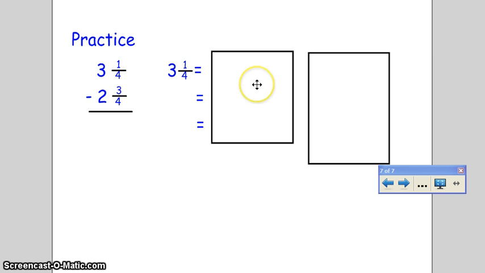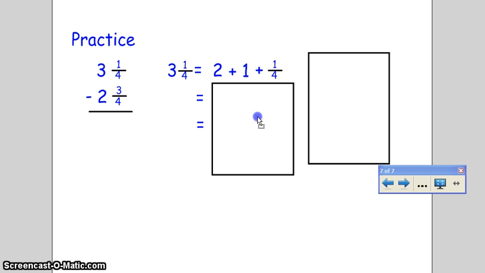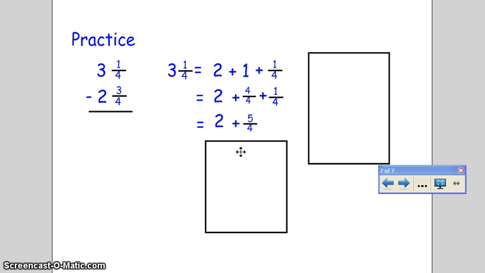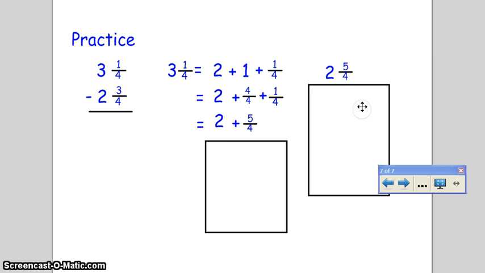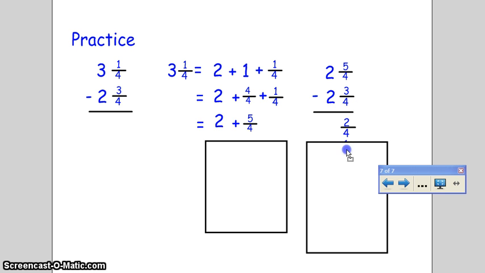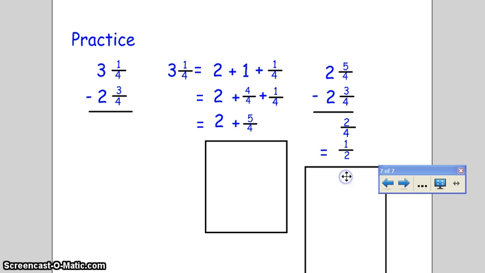So 3 1/4 can be written as 2 plus 1 plus 1/4. The 1 can be written as 4/4 so that we have common denominators. And 4/4 plus 1/4 is 5/4. Now we can go ahead and do 2 5/4 minus 2 3/4, and our answer is 2/4, which is not in its simplest form, so the final answer is 1/2. And hopefully this is the answer that you got.